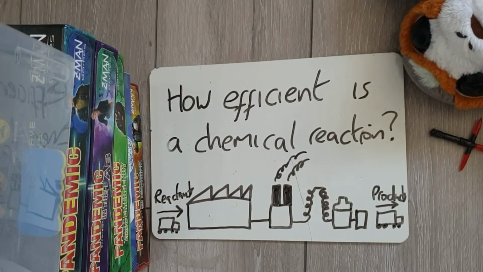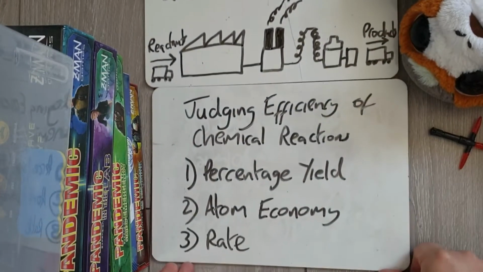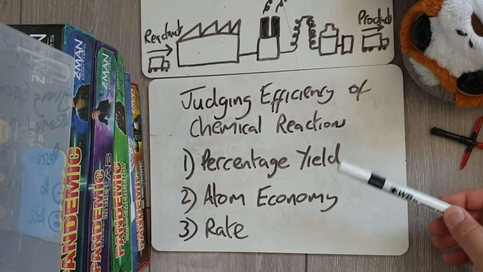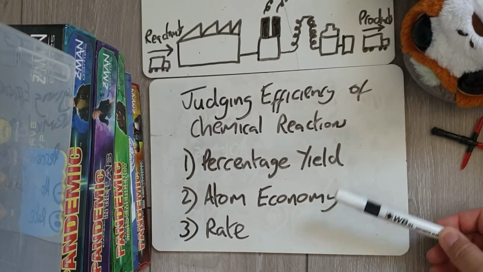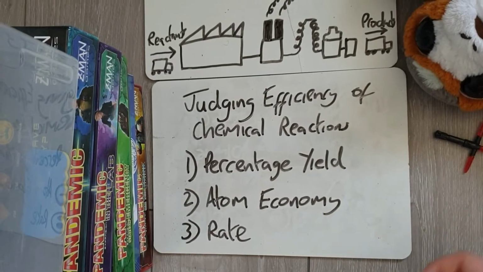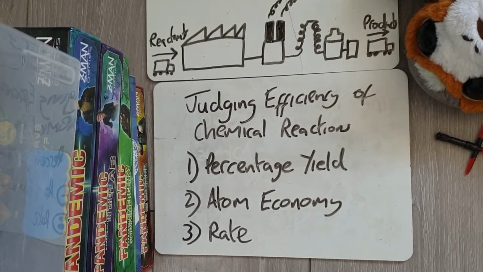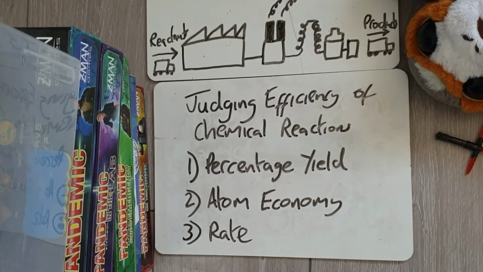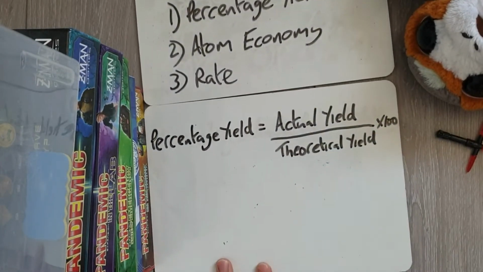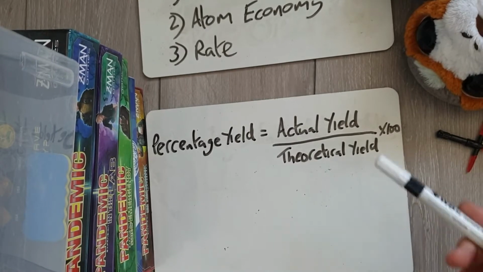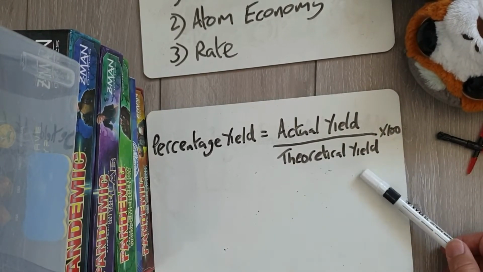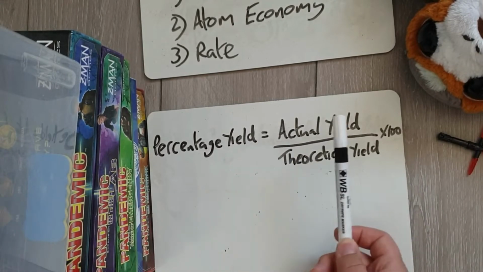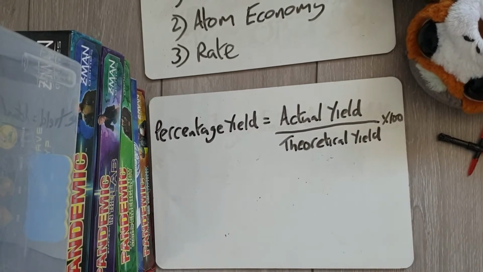There are three ways of judging how efficient a chemical reaction is. They are the percentage yield, the atom economy, and the rate. And we'll look at each of these in turn. So the percentage yield. What is the percentage yield? Well, percentage yield is pretty straightforward. The percentage yield is the actual yield divided by the theoretical yield times 100. And I've just explained something by using two other things that you don't know yet, but we'll get to that.